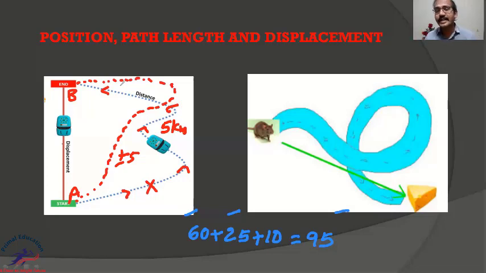Now, how to define the distance? Can you say that it is the actual path traveled by an object? The actual path traveled by an object, which path you chose, that path distance only, that's called the path length. We can call it distance. If an object changes position from one point to another point in a particular path, the actual path traveled by an object is called distance.